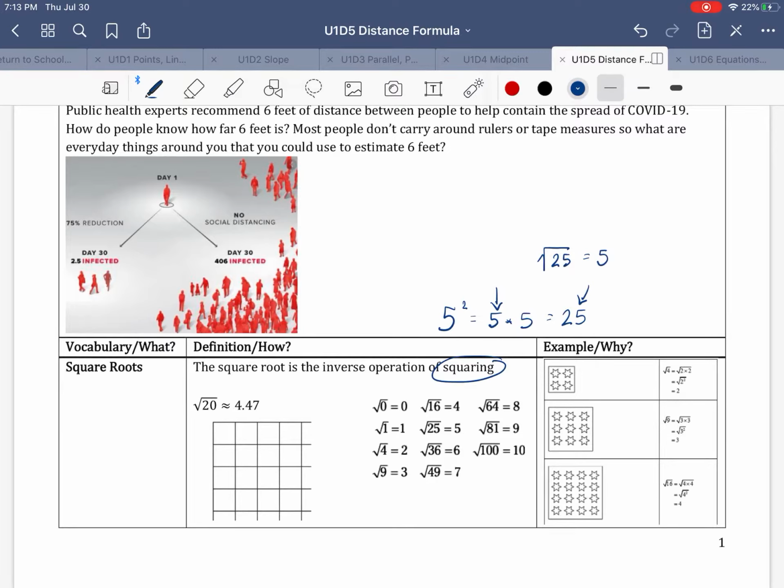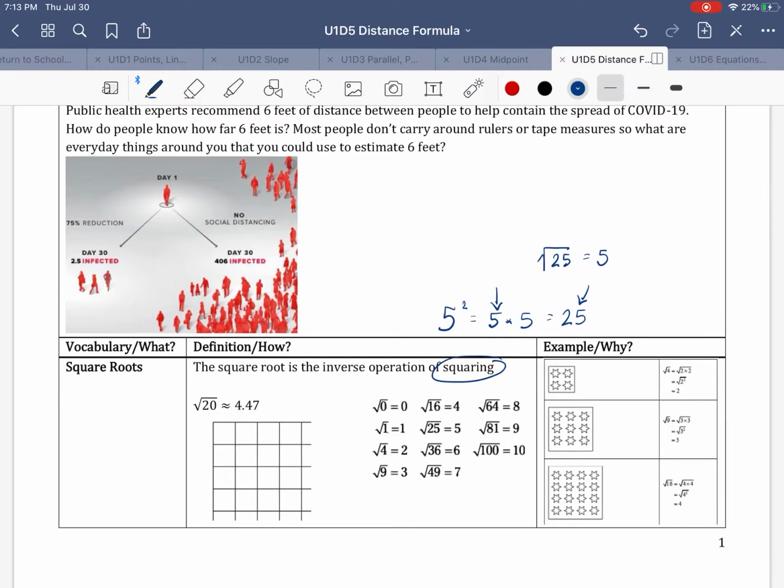Now, there are some values that we call perfect squares, and those are the numbers that are inside these square roots: 0, 1, 4, 9, 16, 25, 36, 49, 64, 81, and 100. Those are perfect squares because when you take the square root of these numbers, you get a whole number result. So here you have, for example, 64. Well, you know 8 times 8 is 64, which is why the square root of 64 is 8.